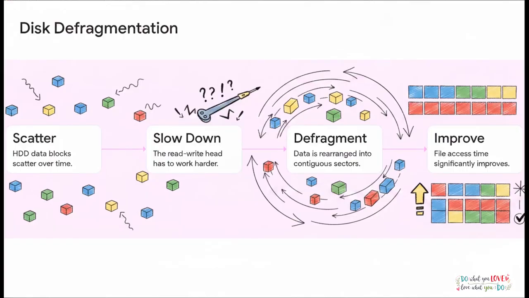Take disk defragmentation, for example. When your hard drive starts feeling super sluggish? Well, as you delete or extend files over time, new data doesn't perfectly fill those vacant gaps. The data blocks just scatter all over the disk surface. This forces the physical read-write head to frantically jump around to piece it all together, which, as you can guess, slows everything way down. Defragmentation swoops in, rearranges those scattered blocks back into nice, contiguous, neighboring sectors, and drastically speeds up your access times. It's a real game changer for older drives.